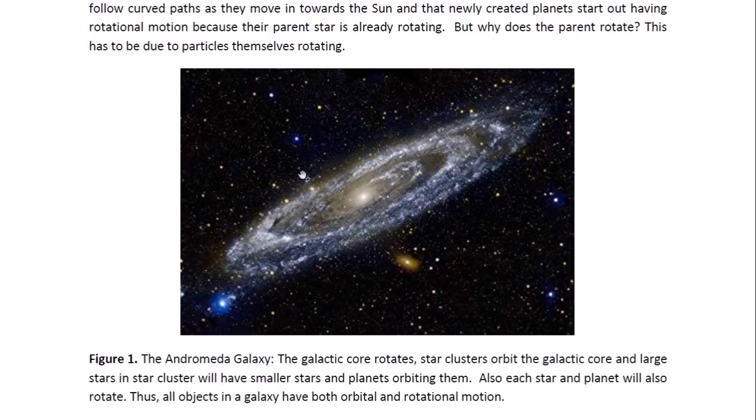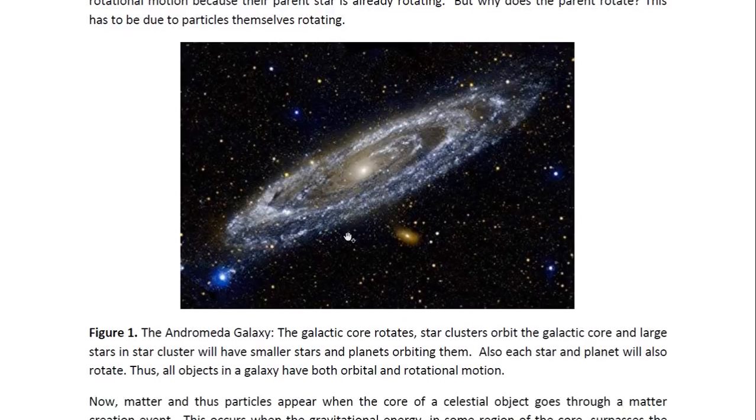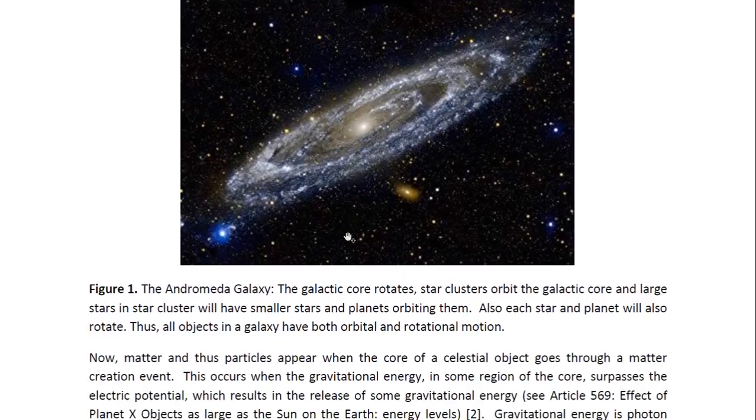And this diagram illustrates how we know that everything in the universe rotates. This is the Andromeda Galaxy, and we know that the galactic core rotates. We know that star clusters orbit the galactic core, and large stars in star clusters will have smaller stars and planets orbiting them. Also, each star and planet will also rotate. Thus, all objects in the galaxy have both orbital and rotational motion.